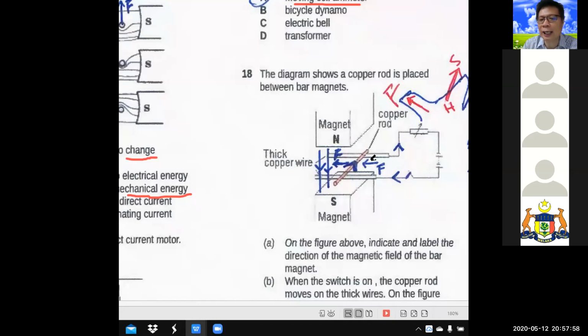If it is too fast, it cannot move anymore. It can only vibrate. It's supposed to be moving to the left, moving to the right, moving to the left, because the AC current keeps changing direction, right? When the AC current keeps changing direction, the force also changes direction. So you make the wire go left, go right, go left, go right. So it will vibrate, because if it is too fast, going left, going right, you cannot move anymore. So it will only be vibrating here. Okay? So that is the reason.